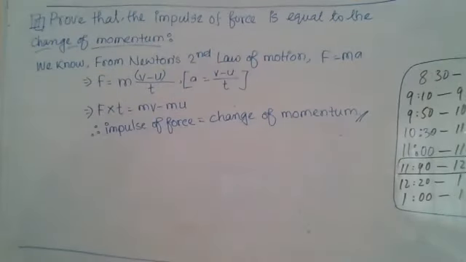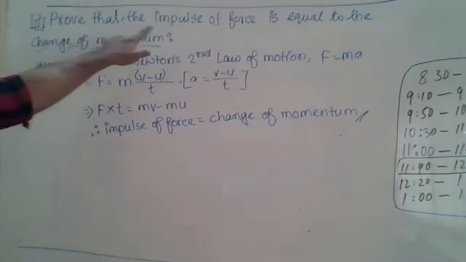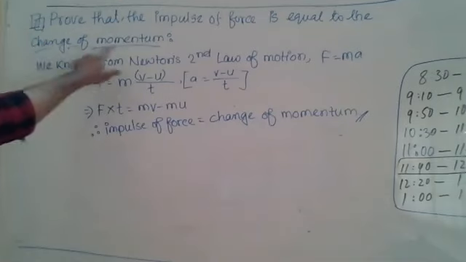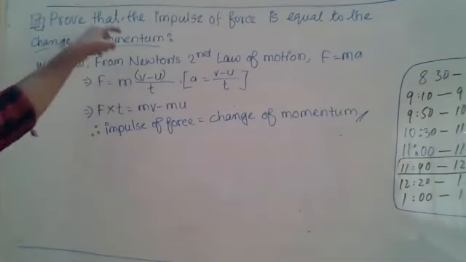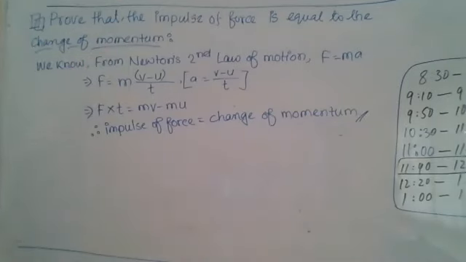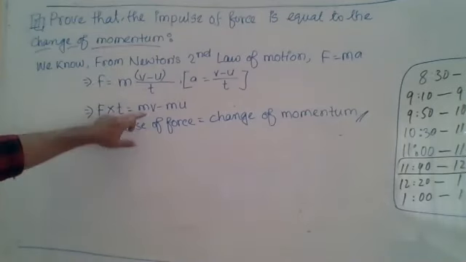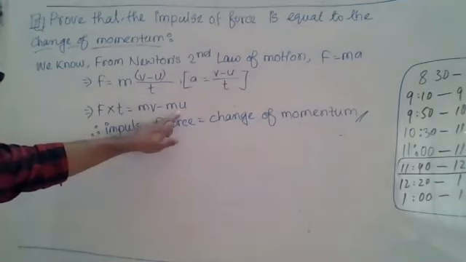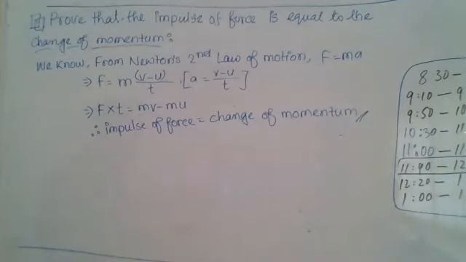Acha, okay. So we got to the very last topic of this chapter, that is proof that the impulse of force is equal to the change of momentum. Now, impulse of force, we know that is force into time, and change of momentum is final momentum minus initial momentum. Okay. mv minus mu, we need to prove that. How can we prove this one?